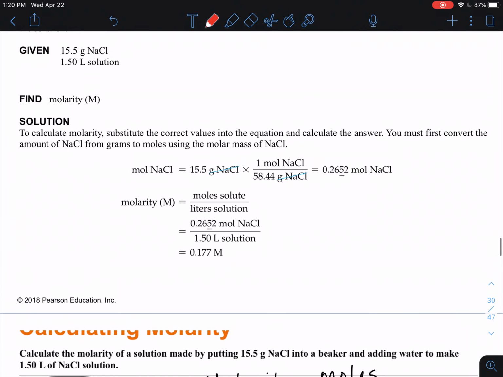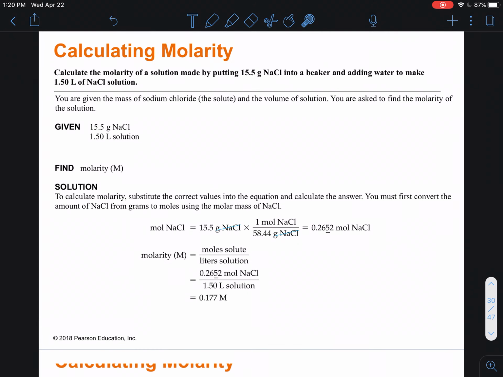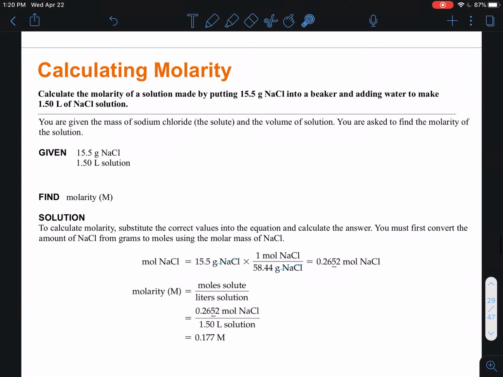Here you go. That's on the slide, so you can just take a look at that if you need to. I just worked it out for you, but this is everything that you need to know. So again, we're calculating molarity in this example. Okay, let's do another one.